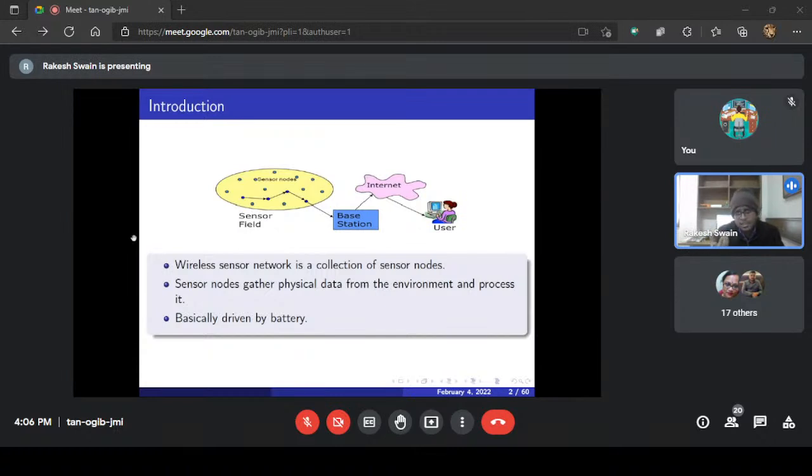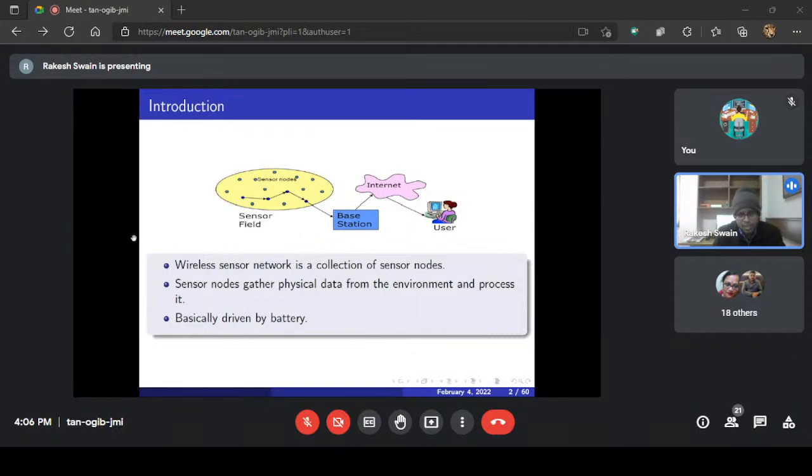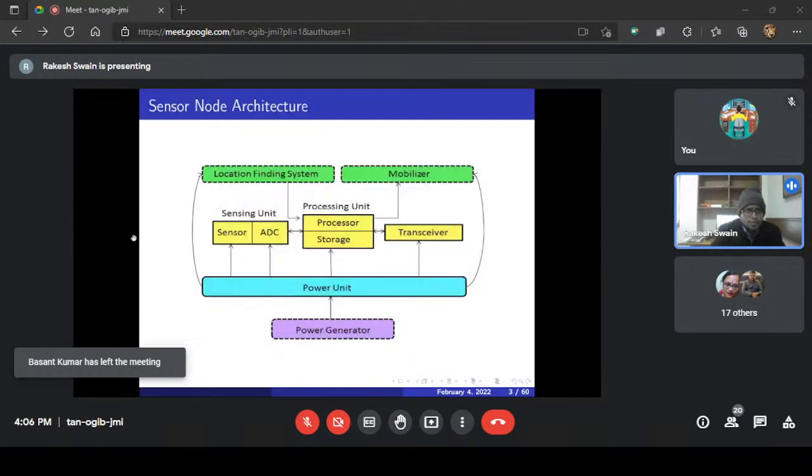Here the sensor nodes are driven by batteries, and they are resource constrained, very low computational devices. We deploy them in different ways. If you see any device's architecture, it is a very simple architecture. It contains the sensor for the sensing unit, and a processing unit containing the processor and some storage. Computational power is very low here, and storage is also very small.